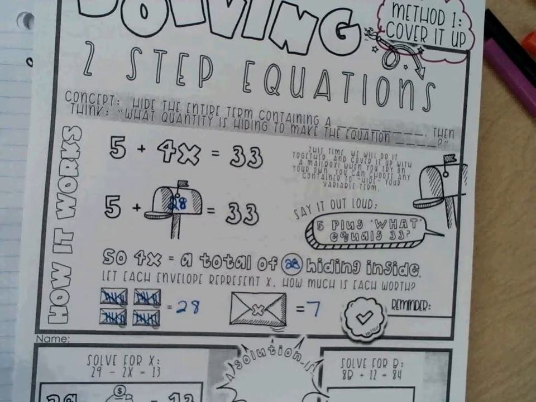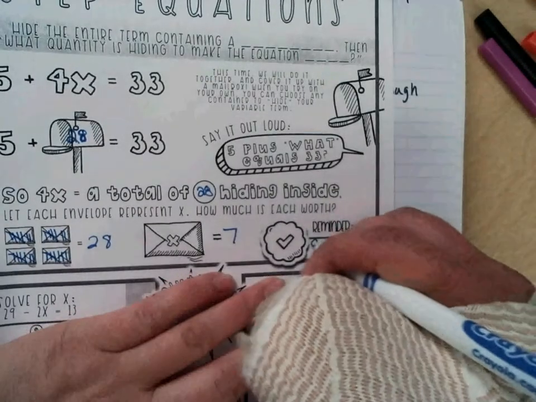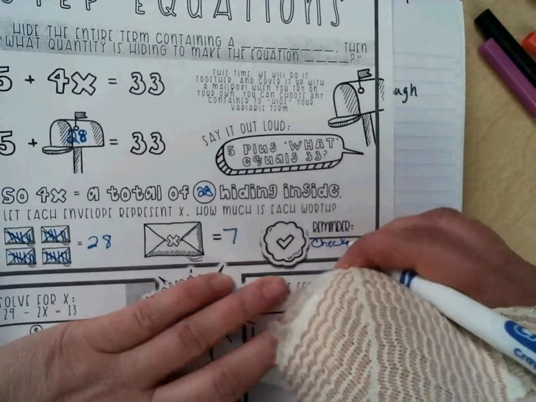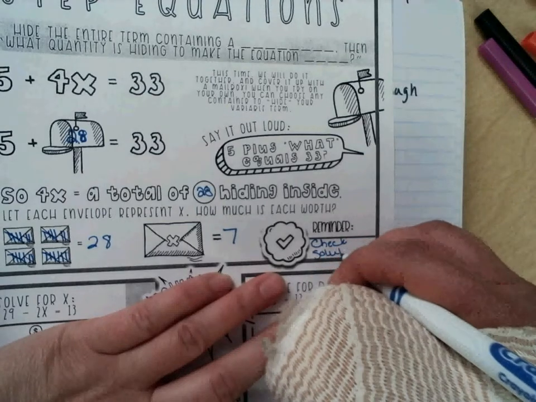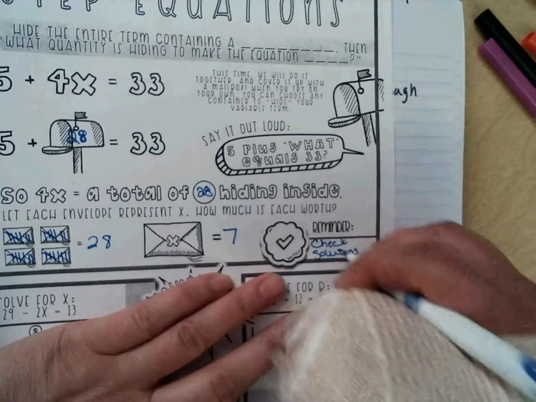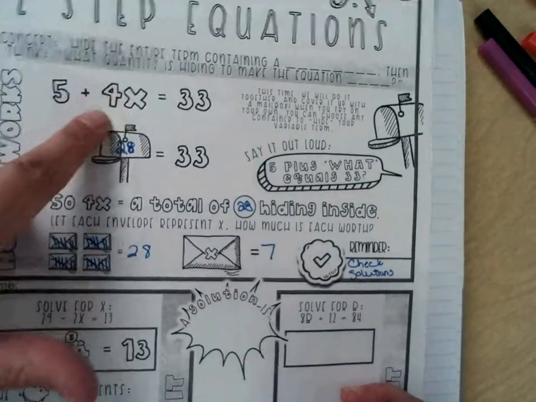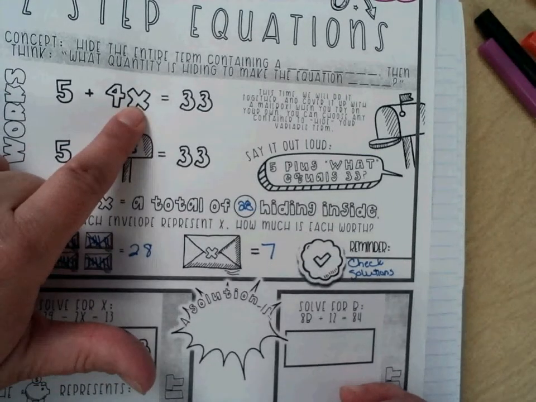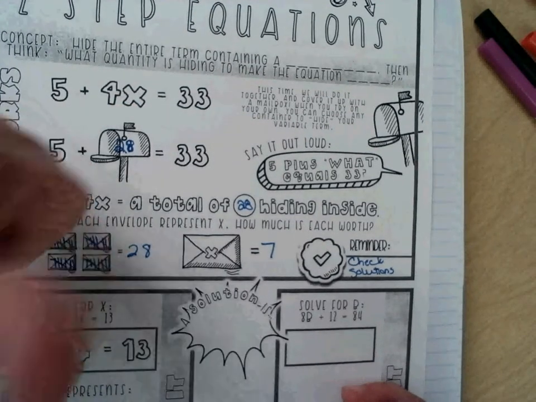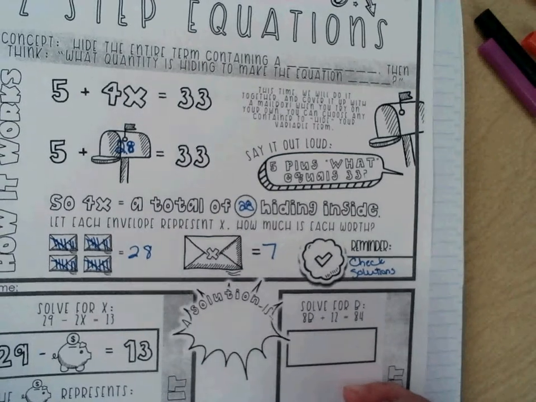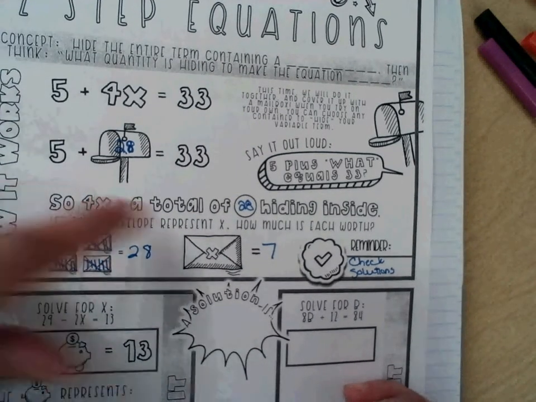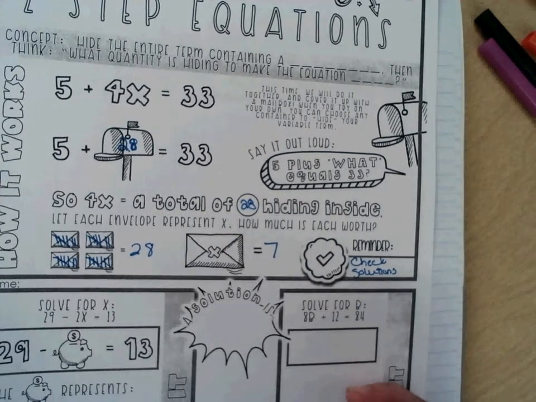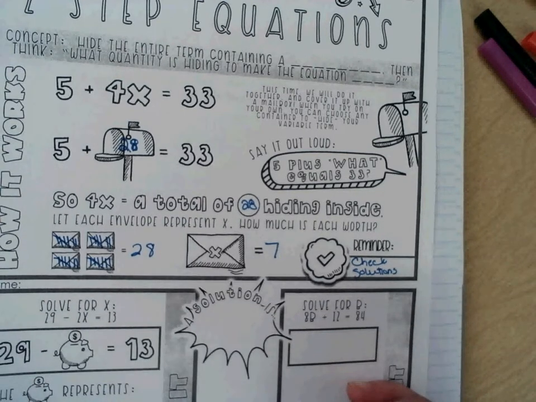Okay? So remember, we have to check. Okay, so that's our reminder. We need to check our solutions. And remember, we do this by using substitution. So we're going to substitute 7 in for x. 4 times 7 is 28, plus 5, 29, 30, 31, 32, 33. So this one works, okay? So this is the cover it up strategy.